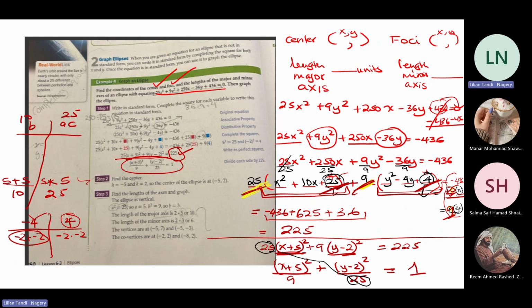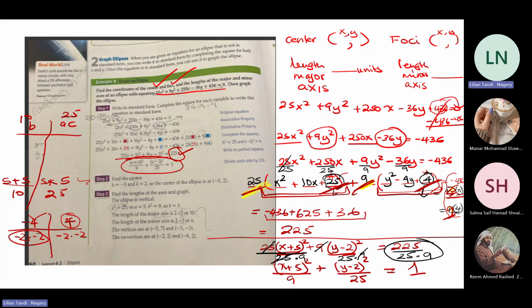I want you to remove this number here, because we divide by the weight. 225: divide by 25, divide by 25, divide by 25. Divide here by 9, divide here by 9, divide here by 9. So 9 and 9 go away, and 25 and 25 go away.